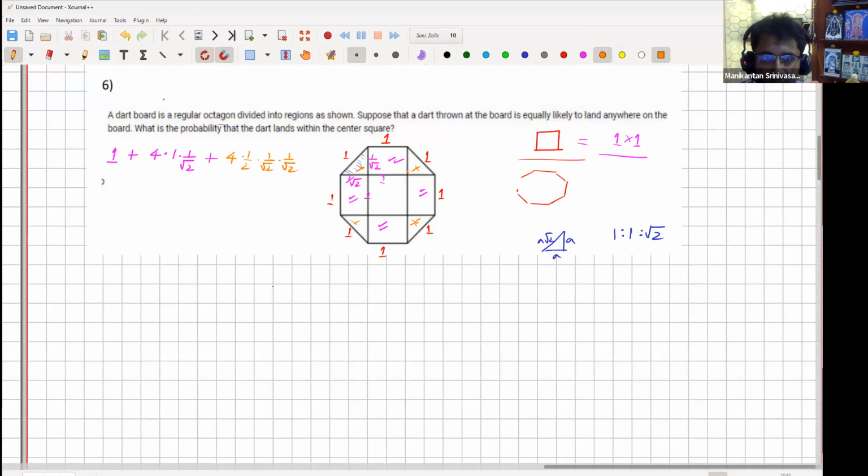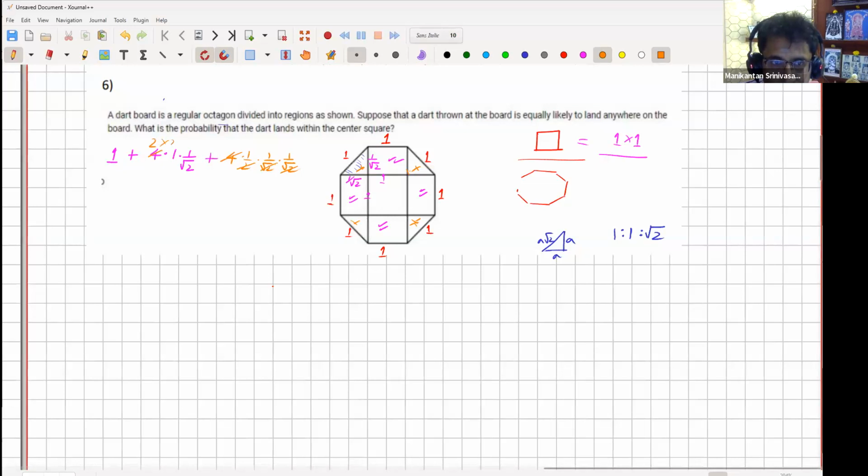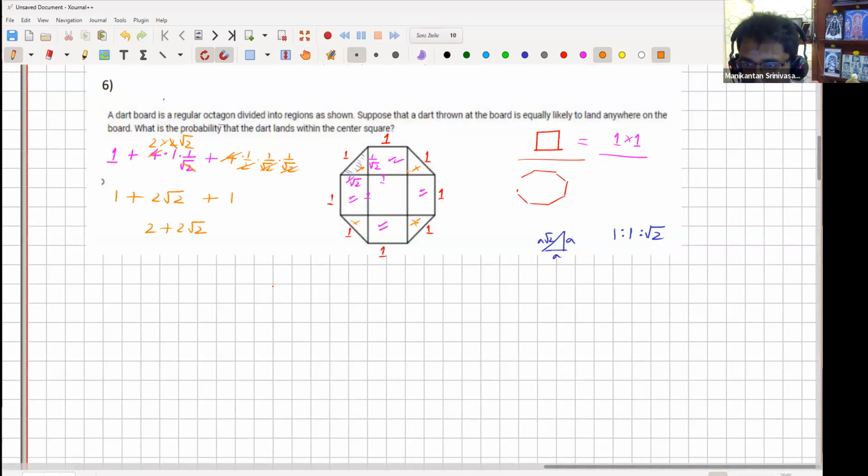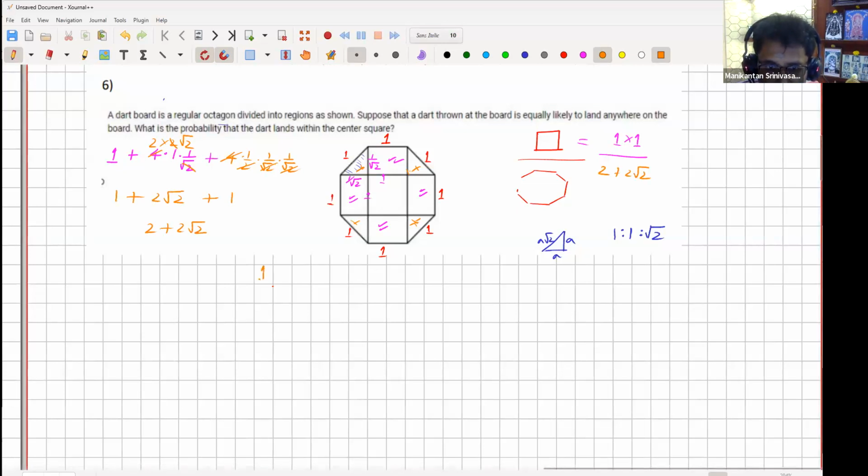Right? Let's simplify this. Root 2 into root 2 is 2, and 2 into 2 is 4. So that nicely cancels. And then I can write 4 as 2 into 2, and then I can cancel one of the root 2's. So I have 1 plus 2 root 2 plus another 1 in the denominator, which is 2 plus 2 root 2. So ultimately the probability I'm seeking is just 1 upon 2 plus 2 root 2, or rather 1 upon 2 into root 2 plus 1. Right? Does it make sense?